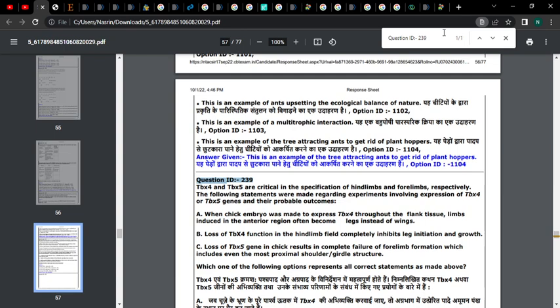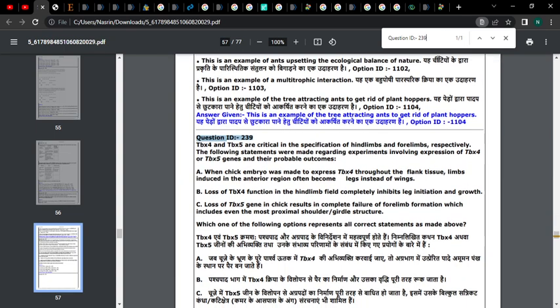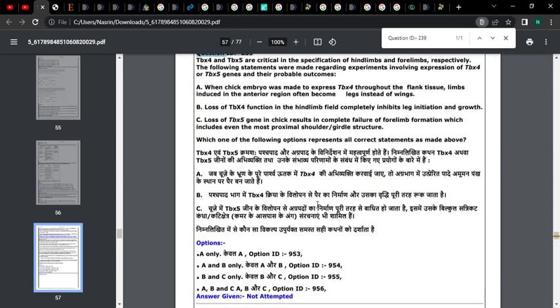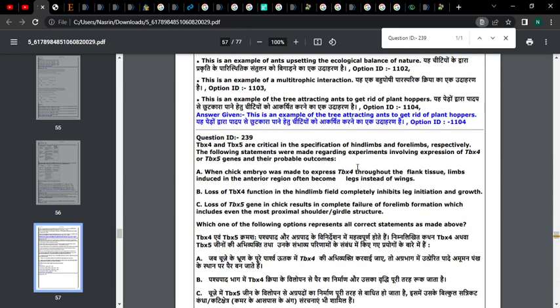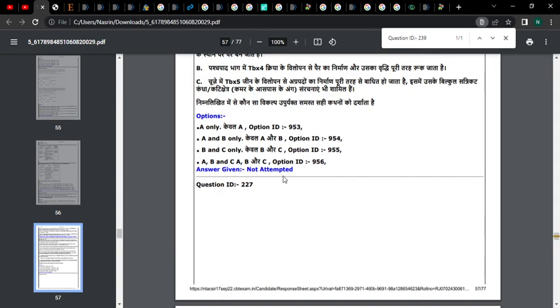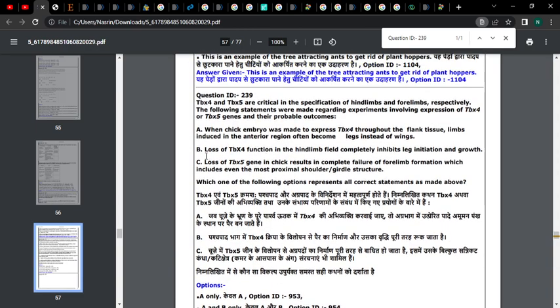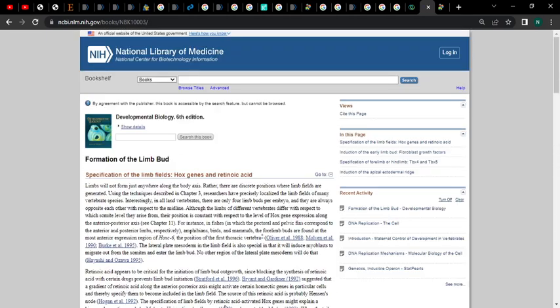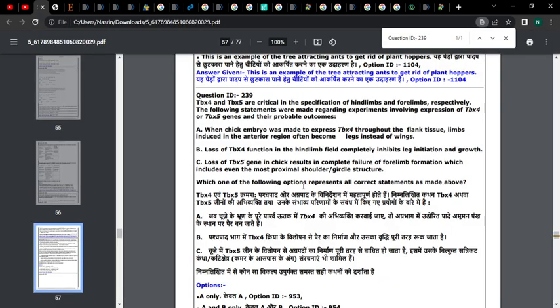The last thing is regarding question number 239. For 239, option 956, that is A, B, C are correct options. This is a correct option, friends. You can check the Gilbert book, they have clearly mentioned this particular thing. So option 956, that is A, B, C are correct options. All the given statements are correct. If you want in-depth analysis, you can also refer to this particular NCBI page. This is a page taken from the Gilbert book only, so here also they have given a detailed statement about that particular thing.